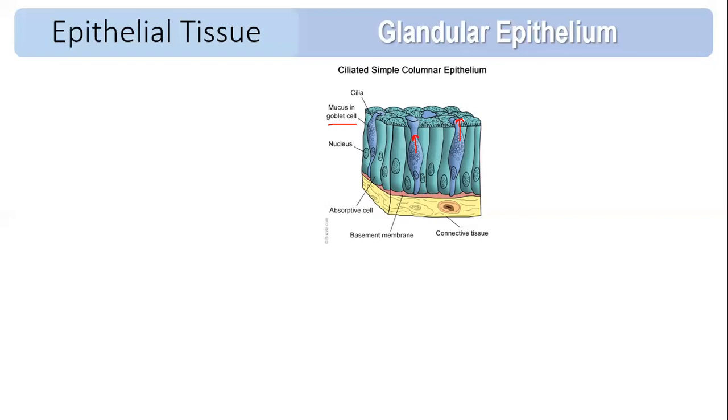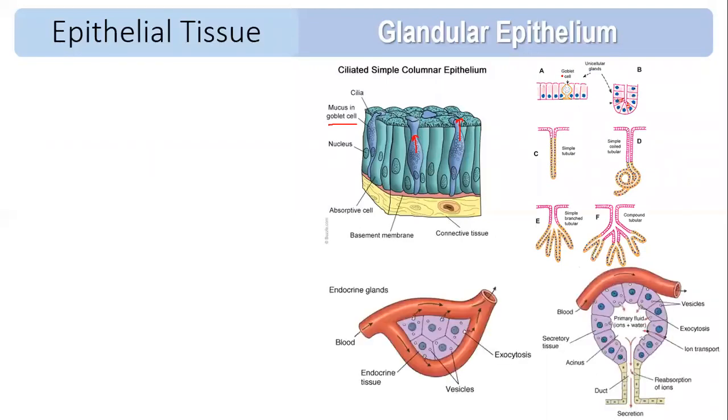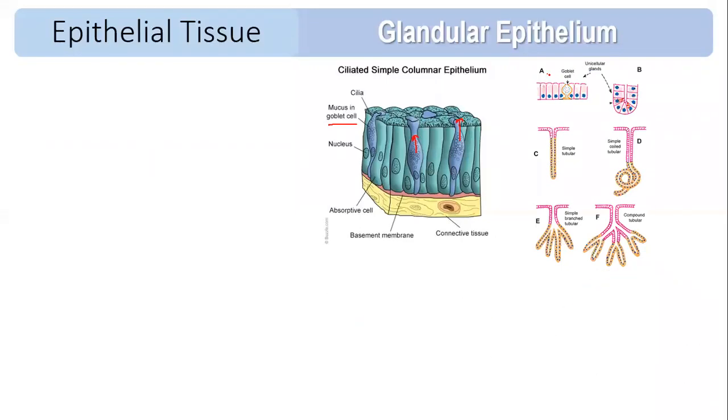Goblet cell is actually a unicellular gland. So based on the number of cells, it can be unicellular or it can be multicellular. Example of the unicellular is goblet cell. Example of the multicellular gland is a salivary gland. You can see, this is a unicellular, that is a goblet. This is a unicellular. You can see that is goblet cell. This is also unicellular.